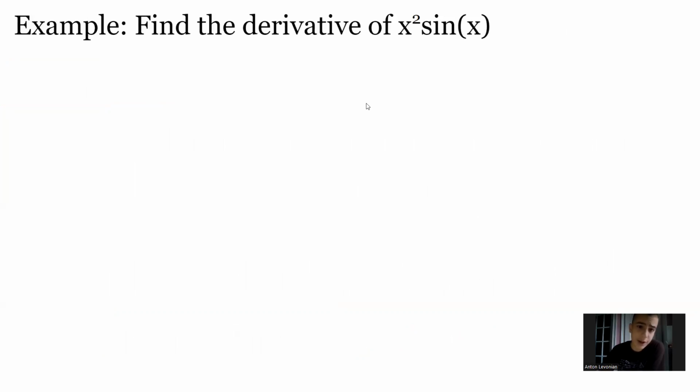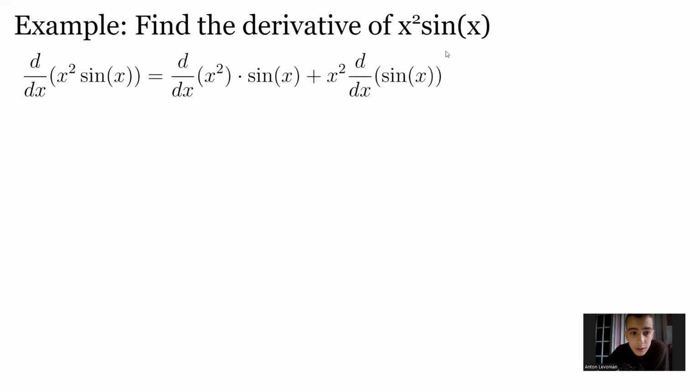So one example is finding the derivative of x squared times the sine of x. So what we can do is we can say, okay, this is obviously a product of two functions, x squared and sine of x. And individually, we know how to differentiate both. So when we multiply, we can use the product rule. So this is the derivative of one function times the other function, plus that first function times the derivative of the second function.